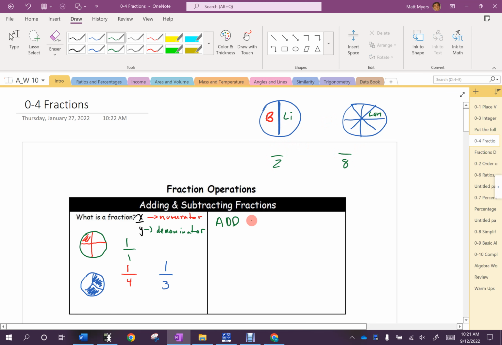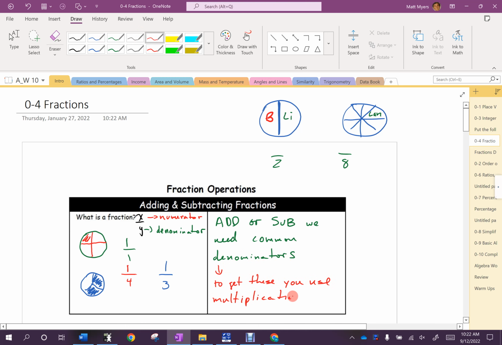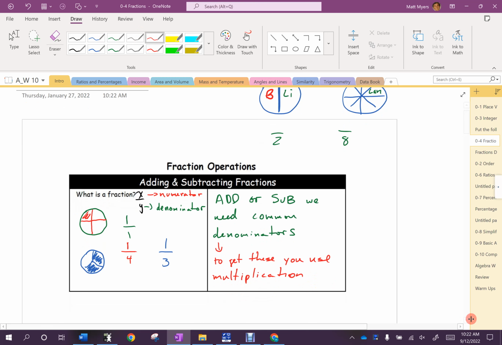When we add or subtract, we need common denominators. Okay? You get common denominators. To get these, you use multiplication. And I'm going to show you what I mean in a second. Even though most of you probably remember this is about grade 5.